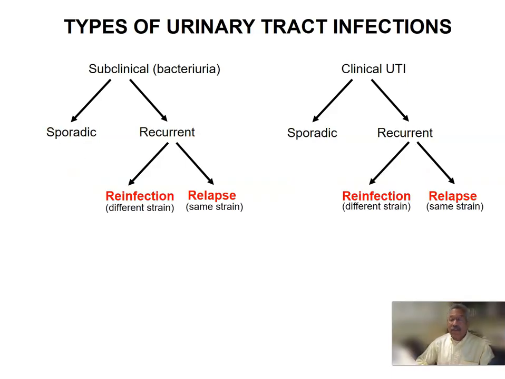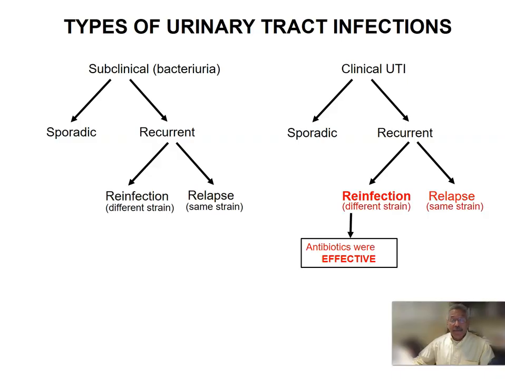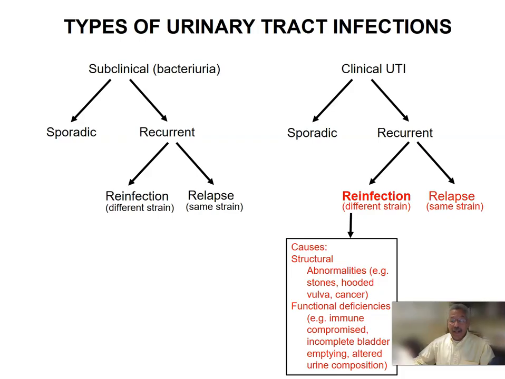Recurrent infections are further divided into reinfections and relapses. Why do we make this distinction? It's because it determines your next steps. If you have a reinfection, it means that your antibiotics were effective. Giving another antibiotic course is not going to solve the problem. Your goal is to look for structural and functional deficiencies in the urinary system, things like stones or a hooded vulva or cancer, or the patient is immune compromised.